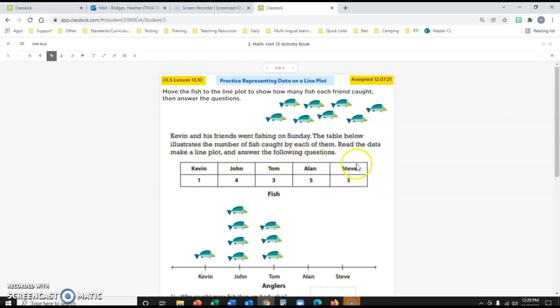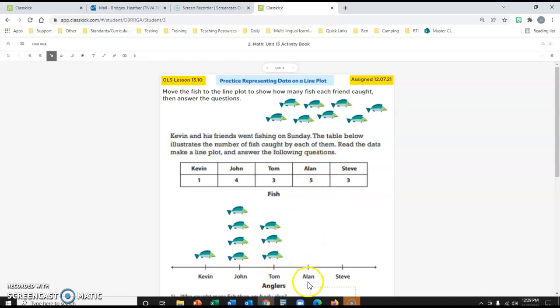So I'm going to take this table here that tells me each person's name, and under each person's name, it shows me how many fish they caught. So Kevin caught one fish. I put one fish above Kevin's name. John caught 4 fish. So I moved 4 of the fish that were up here above John's name to show that he caught 1, 2, 3, 4 fish. Tom caught 3.